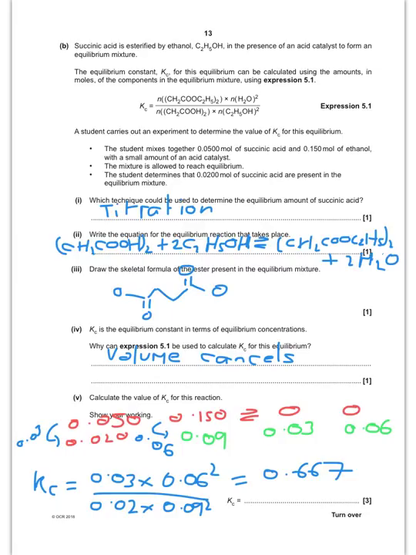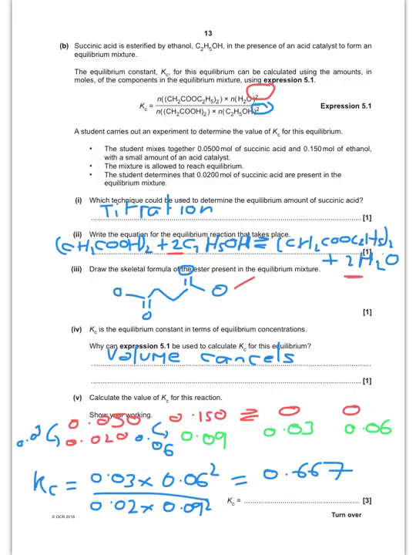So the key thing here is obviously these are your reactants, and notice that you have got here 2 moles of ethanol. So you need to put your 2 there. And you also form 2 moles of water there, so you need a 2 there as well. Okay, so the skeletal formula of the ester that you've made. So I've drawn the succinic acid there.